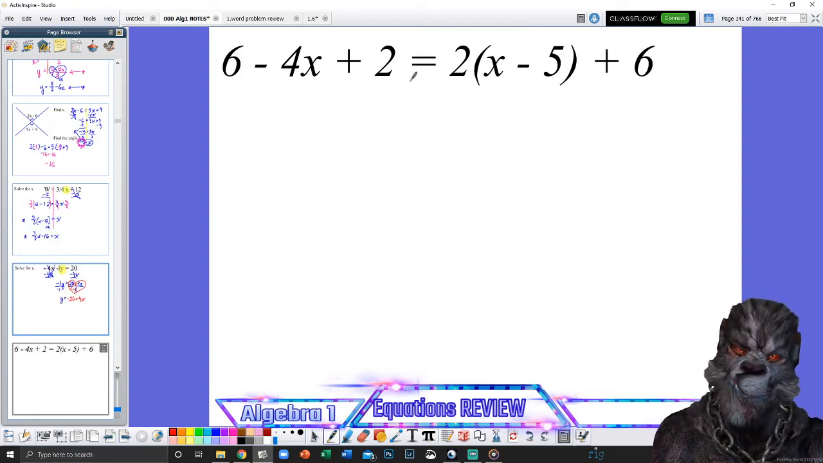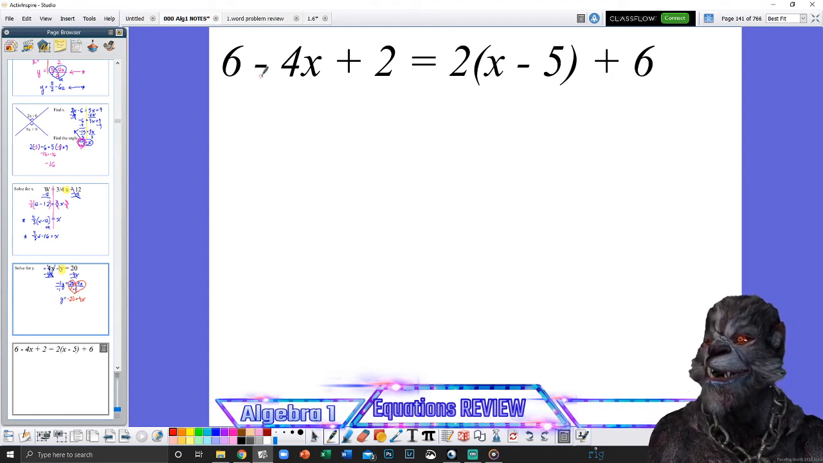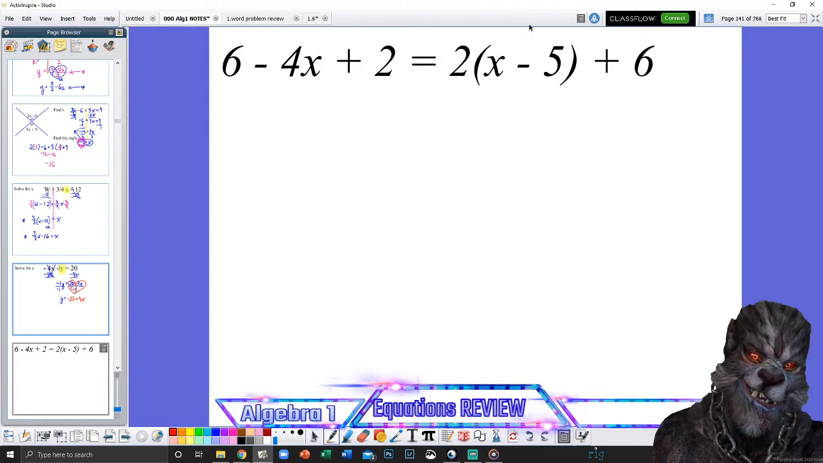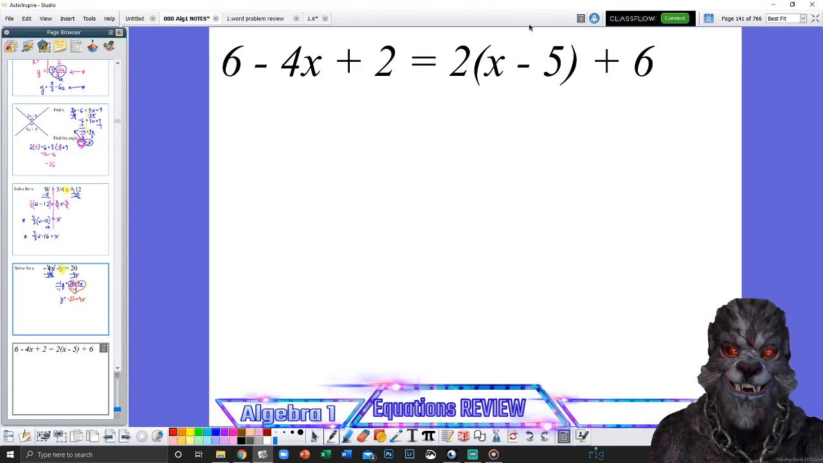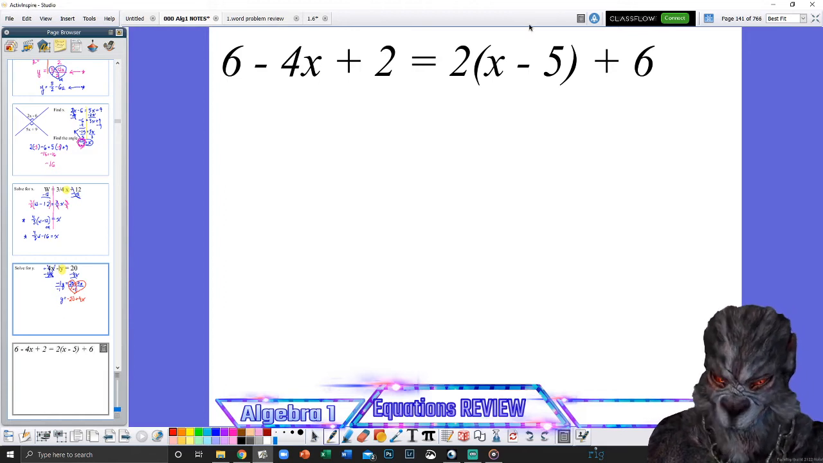Next, this is maybe the toughest one I can give you. It's a long, long problem. There's distribution. There's combining like terms. There's an x on both sides. Can you do it? Yes, you can. Go ahead, try it, and then come back.